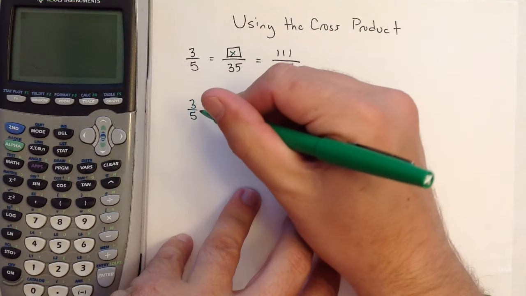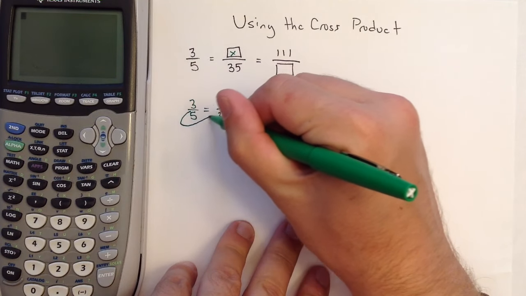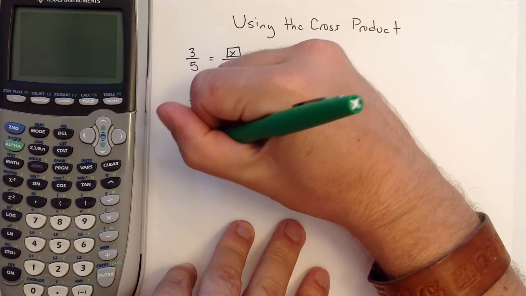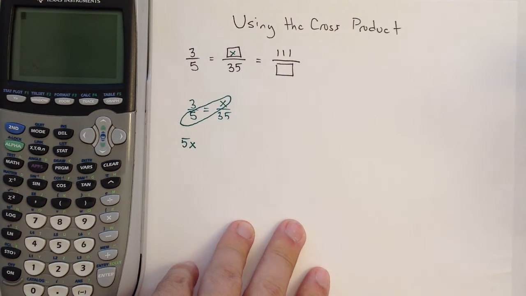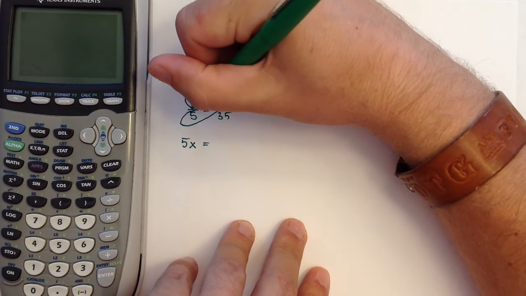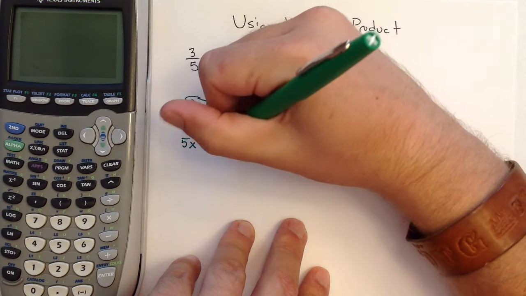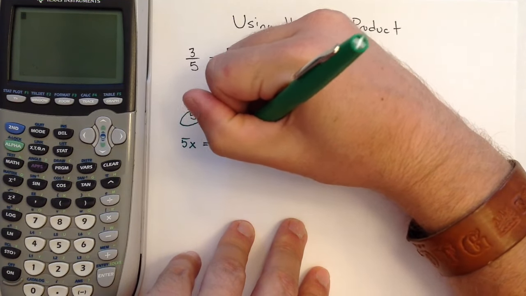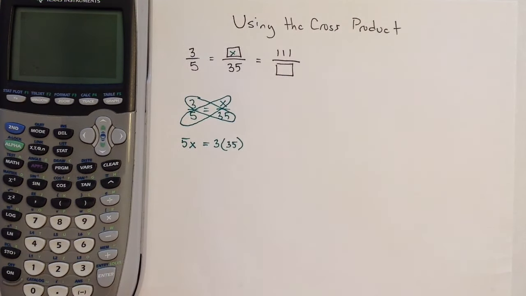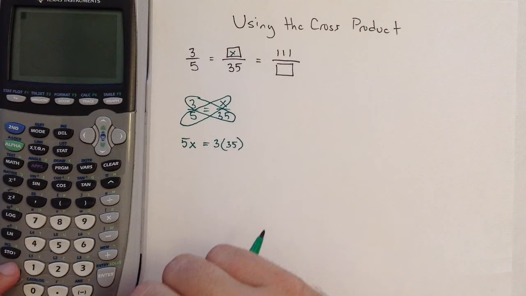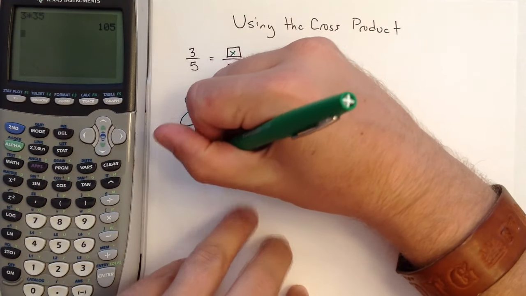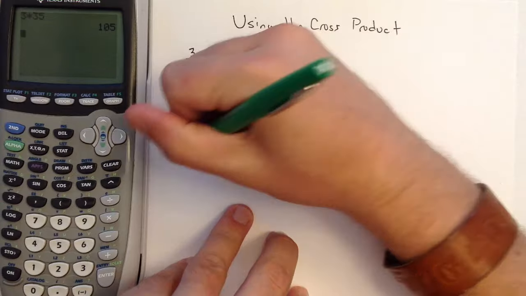Now the reason we call it the cross product is because I'm going to circle across from each other. I'm circling 5 times x. The word product means multiply. So we're multiplying 5 times x equals 3 times 35. And it's important in algebra that we write out the steps like this, and that we don't actually do the 3 times 35 until this step. So here I go. 3 times 35 on my calculator is 105. So I type in 105.